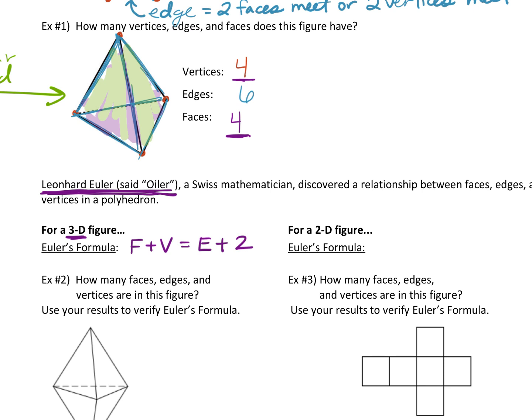I know what you were doing. Josh, you were subtracting the 2 to make it equal. Yes. All right, so faces plus vertices equals edges plus 2. That works in every single polyhedron. Okay, every three-dimensional object, that will work, which is so cool, right? That he could come up with that.